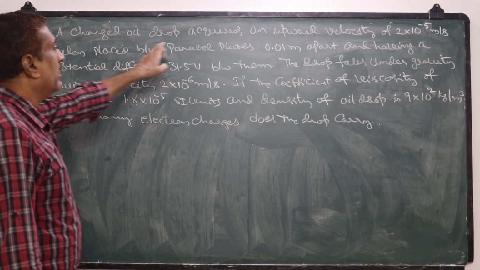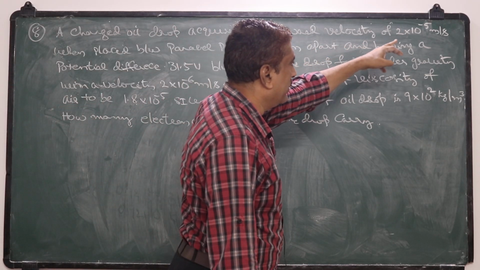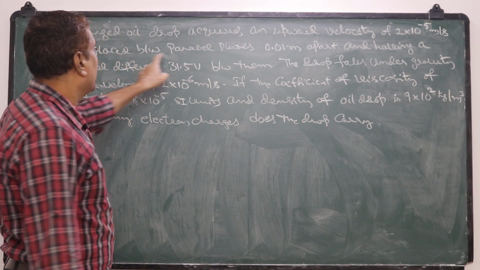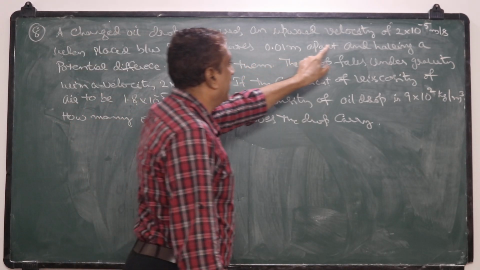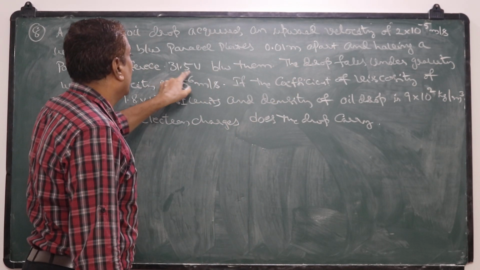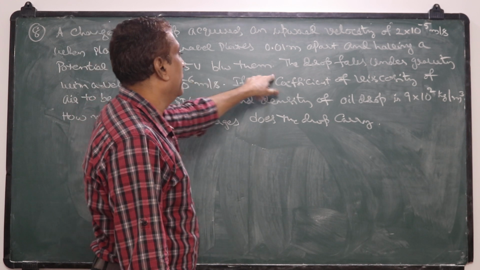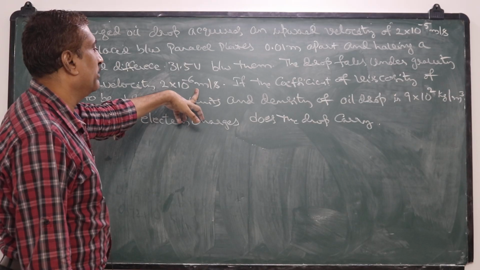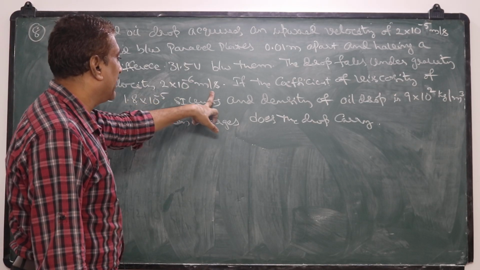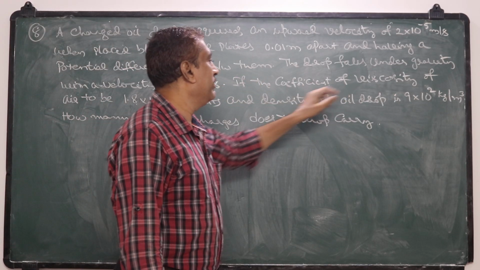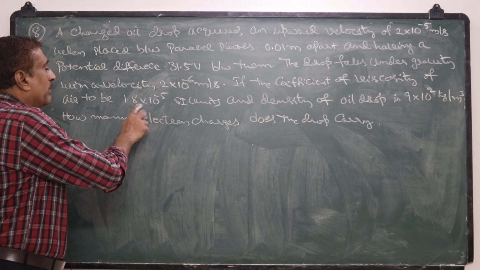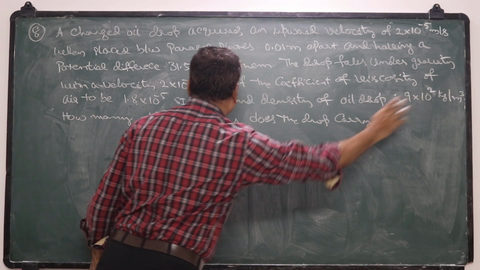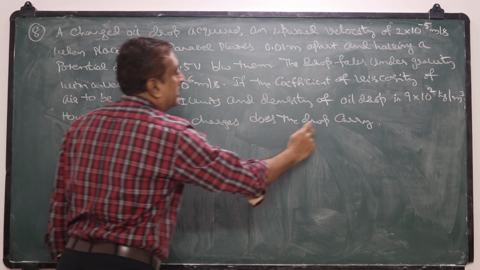So a charged oil drop acquires an upward velocity of 2 into 10 to the power minus 5 meter per second when placed between the parallel plates 0.01 meter apart, having a potential difference of 31.5 volt between them. The drop falls under gravity with a velocity 2 into 10 to the power minus 6 meter per second. If the coefficient of viscosity of air is 1.8 into 10 power minus 5 SI units and the density of the oil is this one, then find how many electron charges the drop carries.